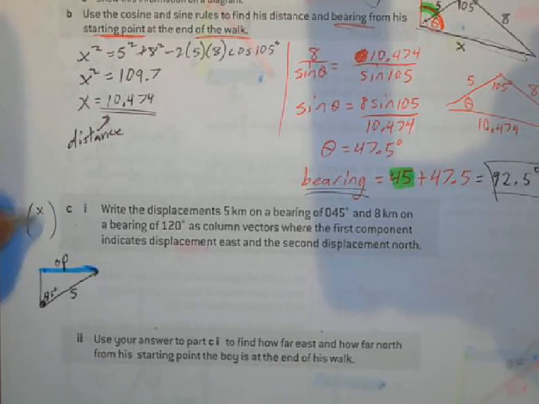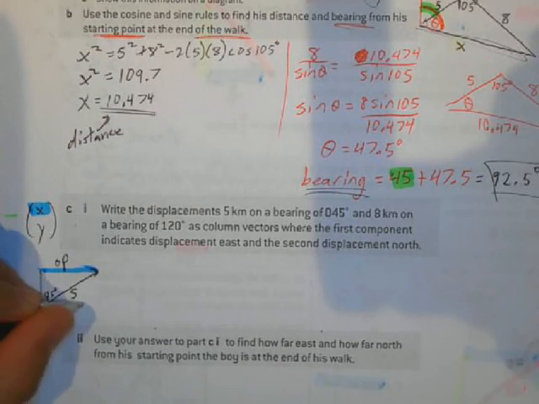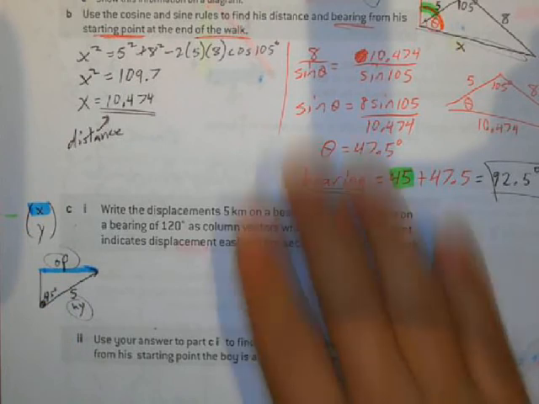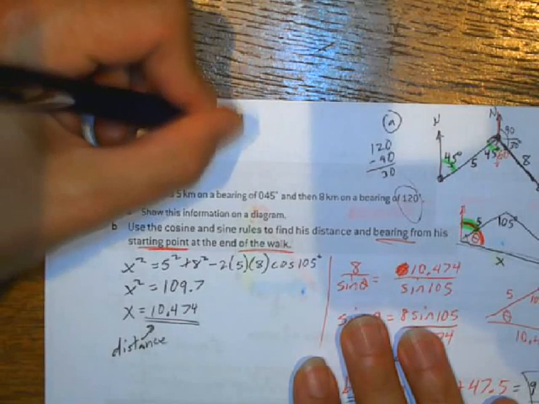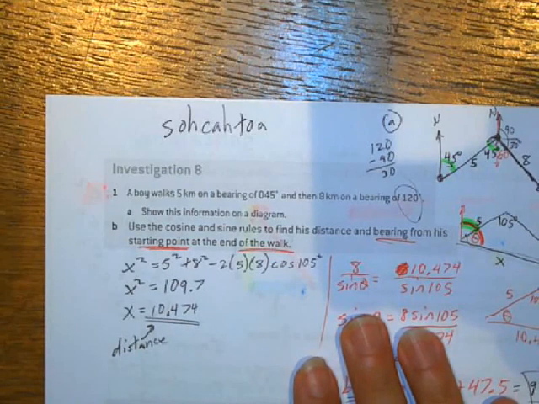Remember, this is the x and the y, right? Okay, let's find x first. So we've got the hypotenuse, and we've got the opposite. And I always write SOHCAHTOA on every page just to help me figure it out.